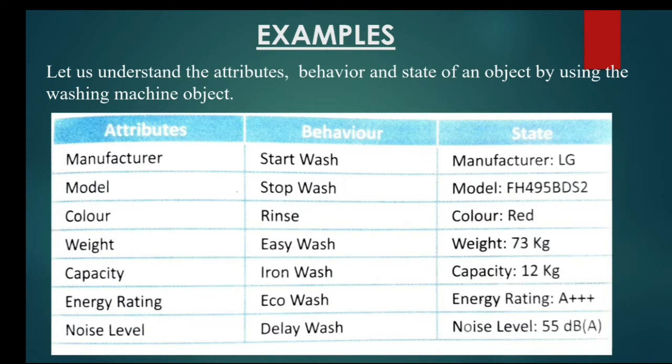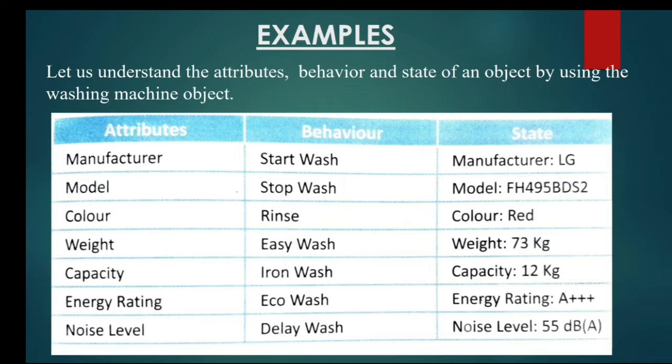Let us understand the attributes, behavior, and state of an object by using the example of this washing machine. For example, if we take a washing machine, what are the attributes? Means the characteristics of a washing machine. What are the characteristics of the washing machine?